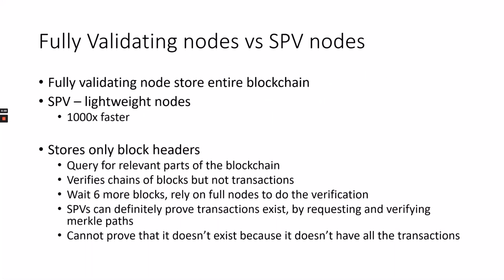Before proceeding further, we'll have a short discussion on fully validating nodes versus lightweight nodes as we discussed earlier. Here we'll use SPV and lightweight sort of interchangeably. So SPVs are basically lightweight nodes, and as I mentioned earlier, fully validating nodes store the entire blockchain, which gives them the unique ability to authenticate and verify transactions all on their own without having to rely on anyone else. And simplified payment verification nodes, or lightweight nodes, don't do this. They don't have as much information.